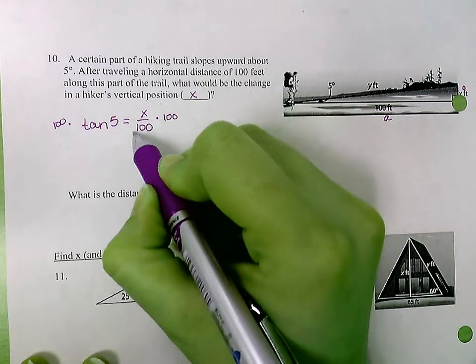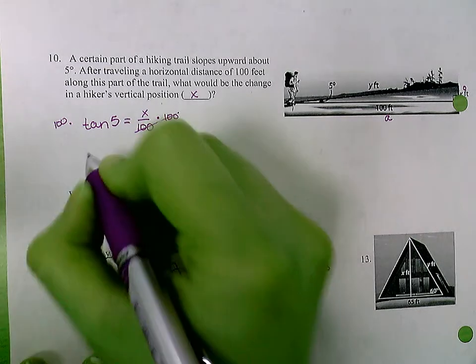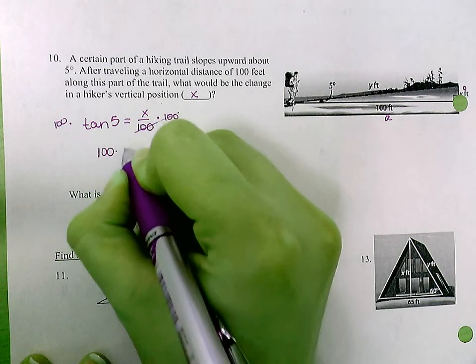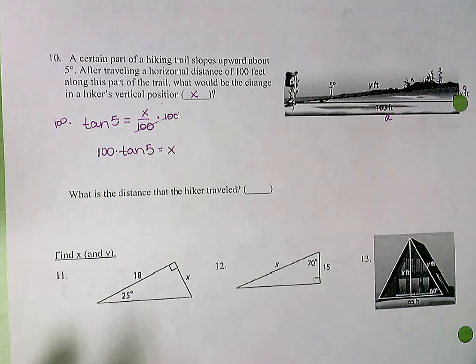When I do that on the right-hand side, those 100s will cancel. So I have 100 times the tangent of 5 is equal to x. Now I'm going to plug this into my calculator. So take out your calculator.